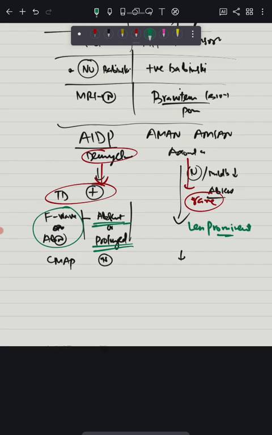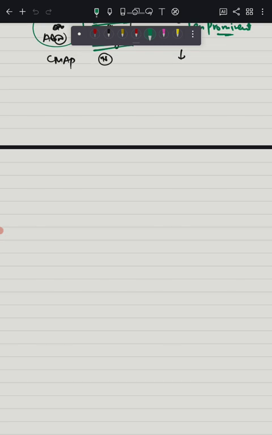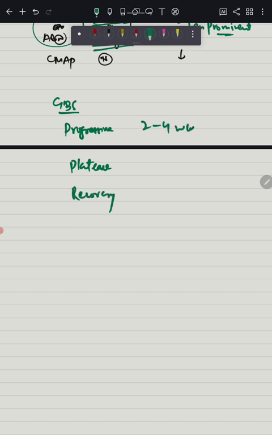And what is the timeline of GBS? You see, the timeline is the progressive phase, then comes the plateau, then comes the recovery phase. 2 to 4 weeks is the progressive phase. Similarly, 2 to 4 weeks is the plateau phase. Then recovery takes weeks to months.